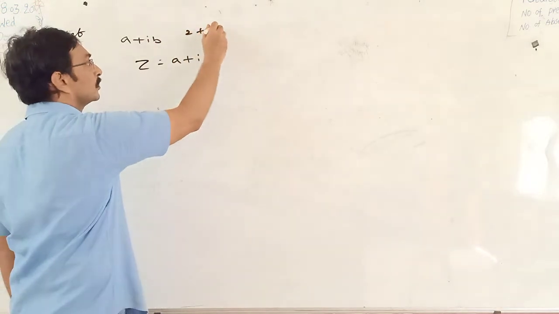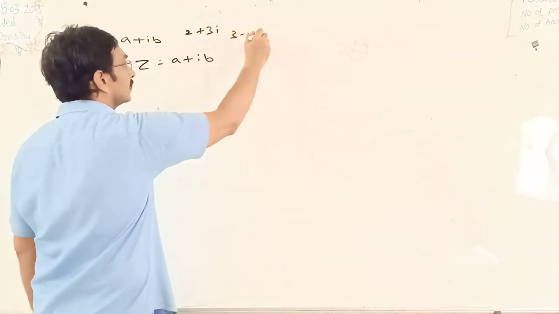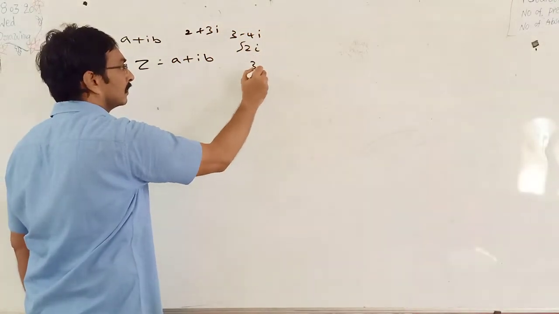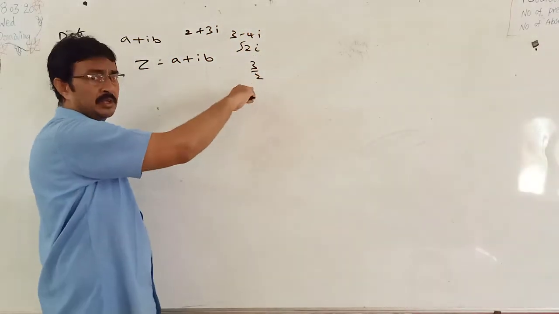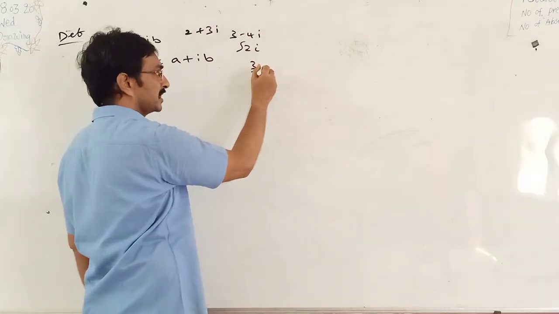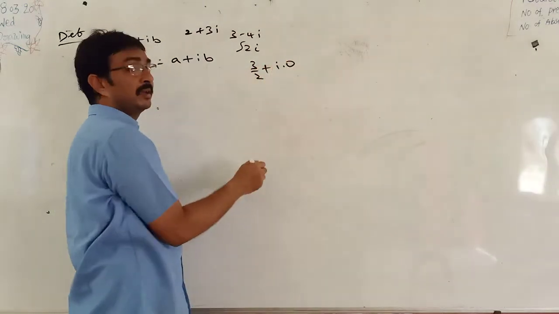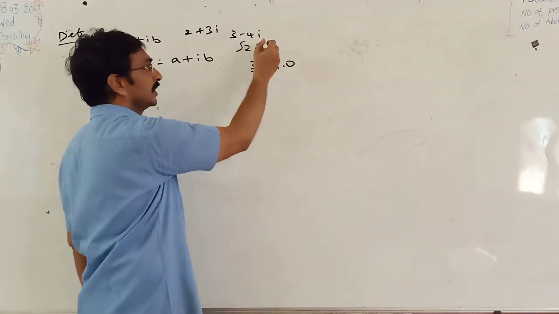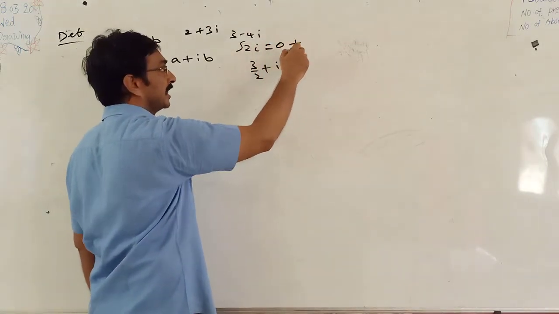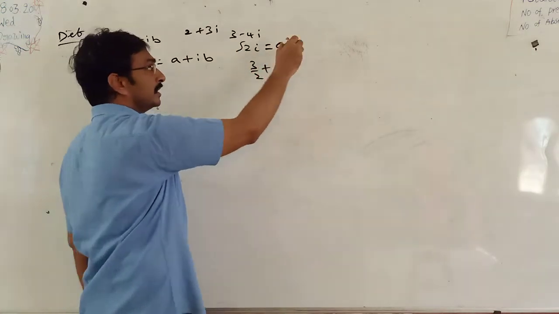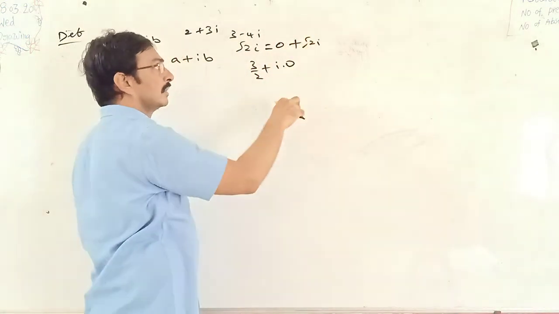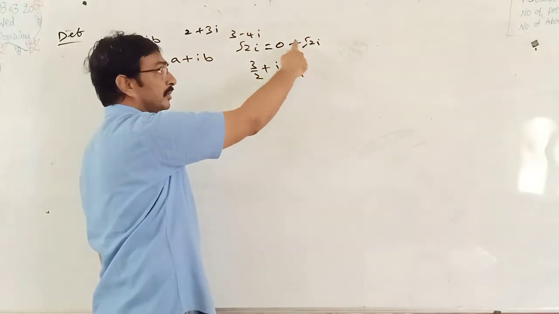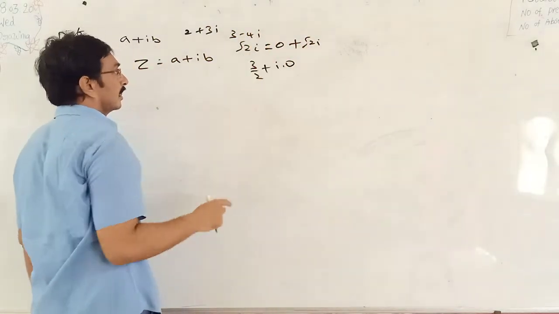For example, 2 plus 3i, 3 minus 4i, root 2 i, 3 by 2. 3 by 2 is also a complex number because we can express that one in the form a plus ib. Okay. Root 2 i is also a complex number because we can express that one in the form of a plus ib. Root 2 i is nothing but 0 plus root 2 i. This is in the form of a plus ib, where a and b are real numbers. Therefore, that is also a complex number.